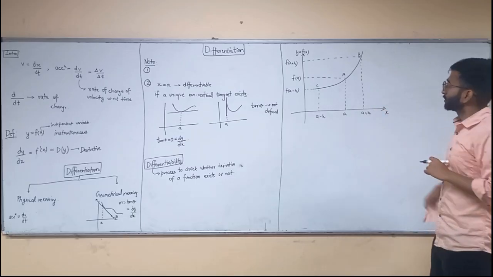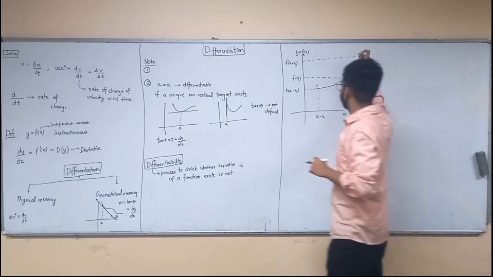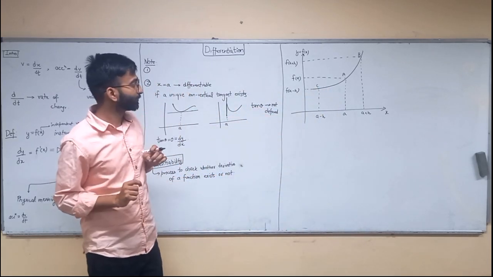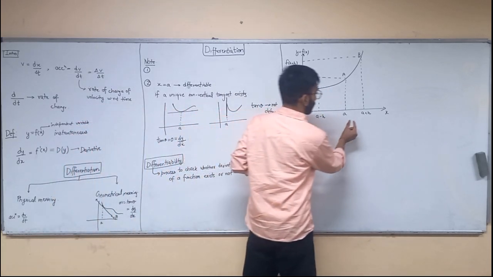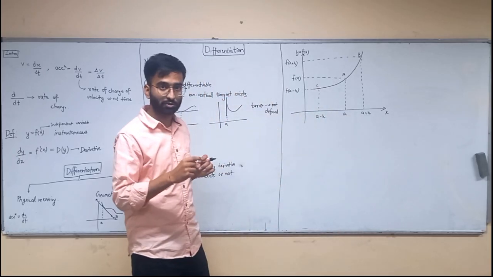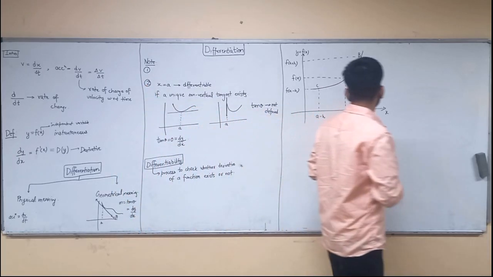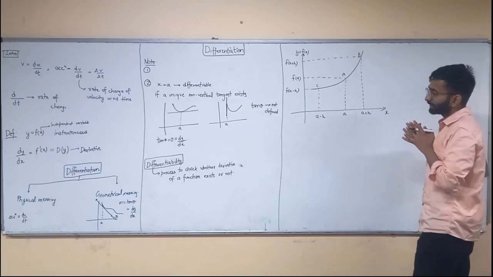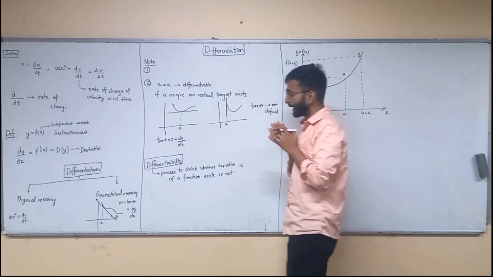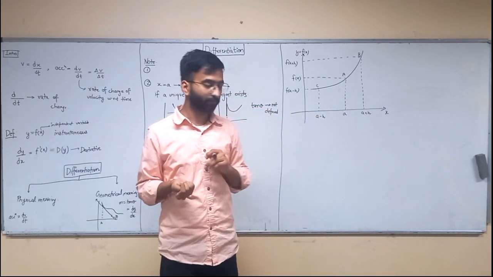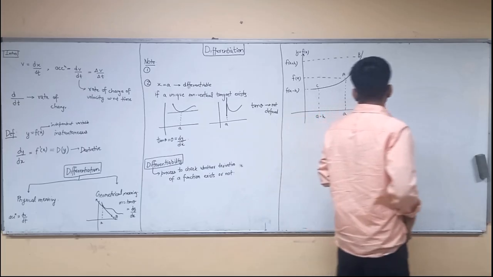Alright, so this is a curve, some curve, and I have pointed out 3 points A, B, C, and I have taken some distance of h in x, where h is a very small number. So, as I said, to find the derivative function, we need to check the slope of a tangent.